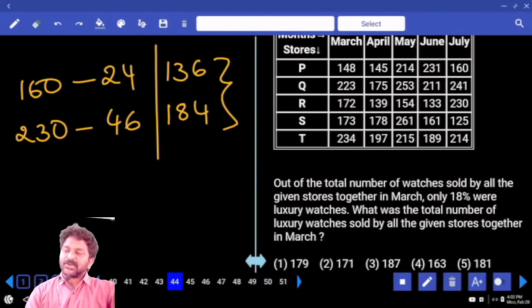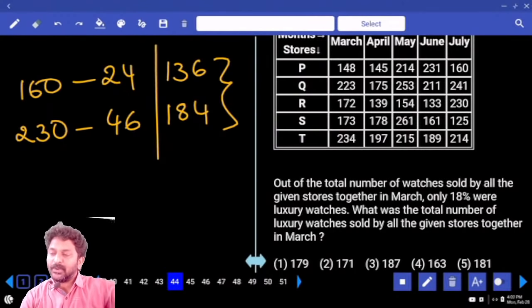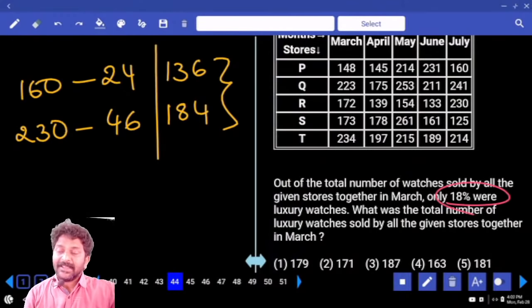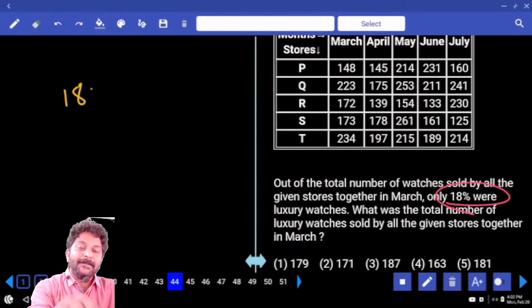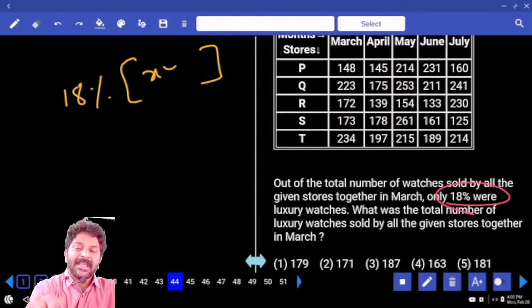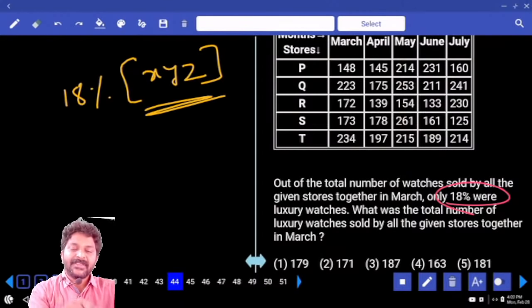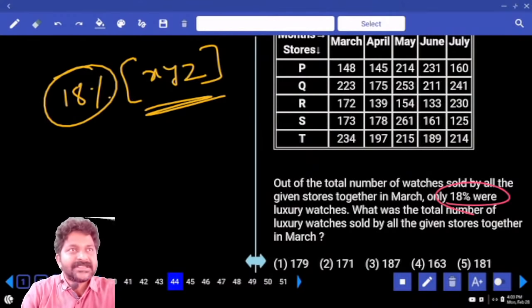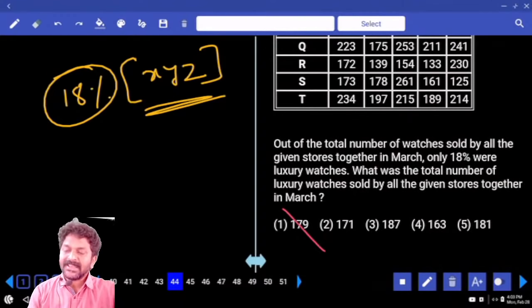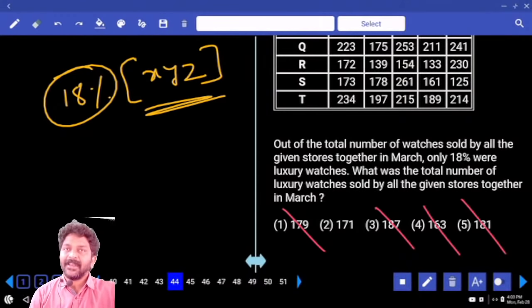Out of the total number of watches sold by all the given stores together in March, only 18% were luxury watches. What was the total number of luxury watches sold by all the given stores together in the month? What percentage are luxury? See, that means 18% of some number XYZ, correct? Irrespective of this number, it is 18%. That means it should be a multiple of 9. Is your first option a multiple of 9? Second? Yes, that may be a multiple of 9. Clear? Third option? Fourth? Fifth? Second is the final answer.